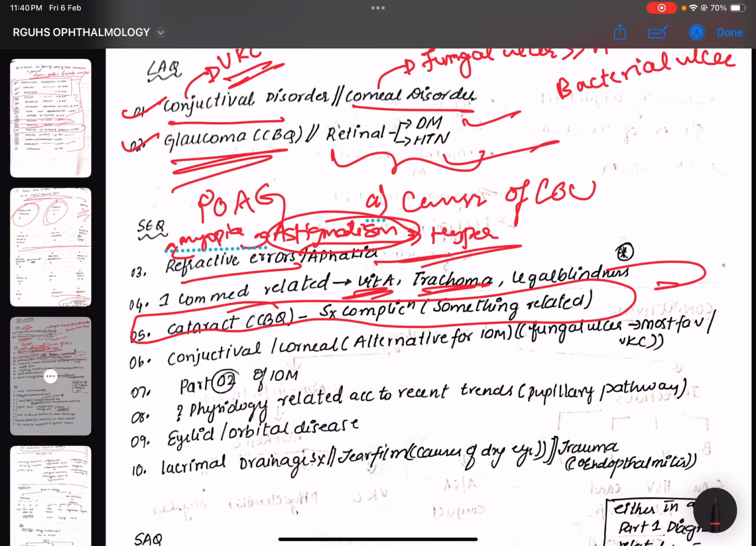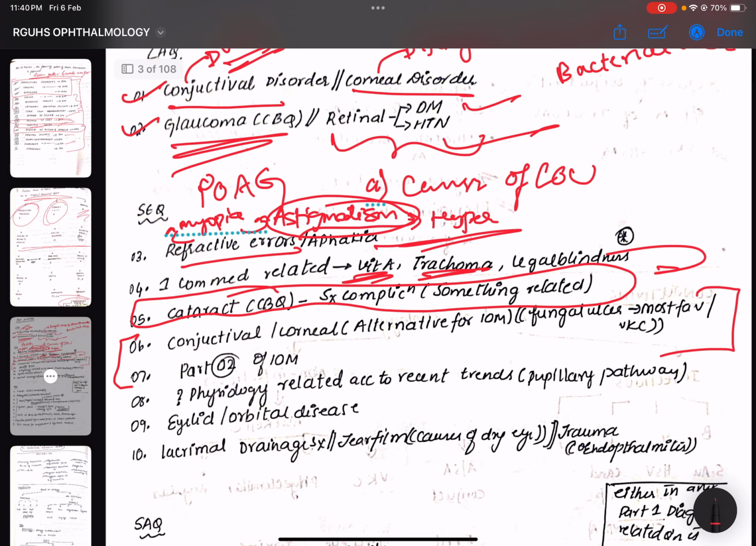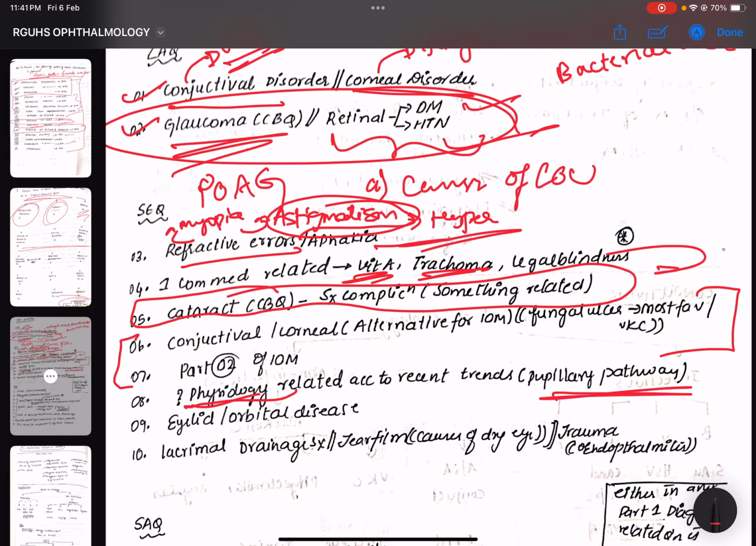Then based on what was asked for the 10 marker, these are the next two questions you can predict. They might ask conjunctival if corneal was asked, or corneal if conjunctival was asked. Part 2 of the 10 marker is also expected as one of the 5 markers in part 7. According to recent trends, they have also started to ask physiology-related questions, for example the pupillary pathway. Also one question related to the eyelid, for example posterior blepharitis or chalazion, is asked. And orbital disease, for example fractures, is asked.